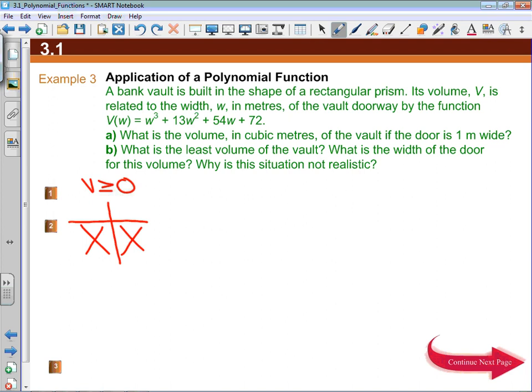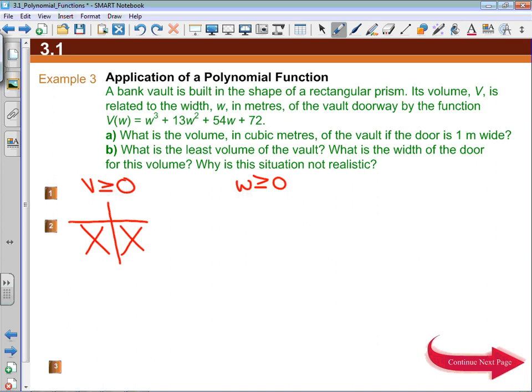W is defined as the width of the door of the vault. You can make a pretty good argument that W must be greater than 0 because you have to be able to get into the vault. But you could have, I guess, just a steel cube at that point, where you don't actually have a door to it. So I would argue that W could be 0.